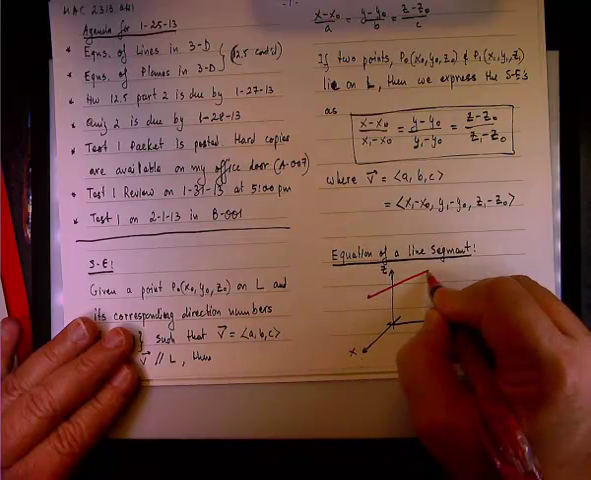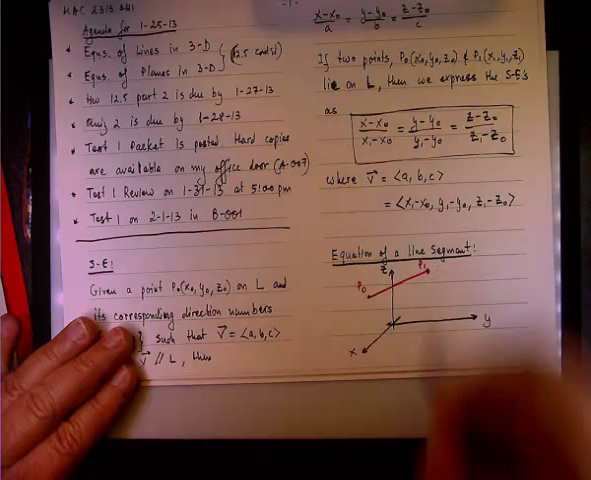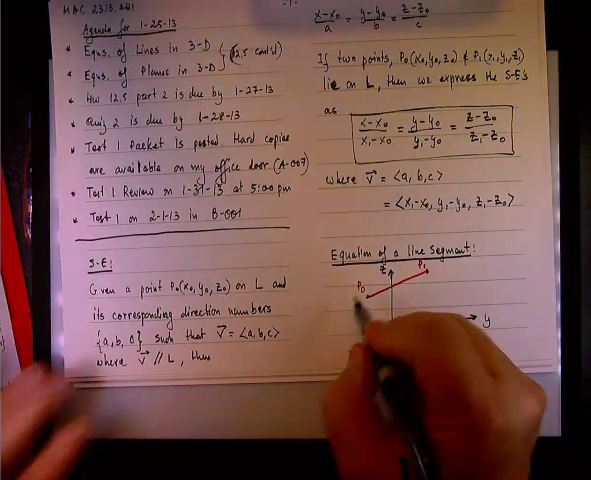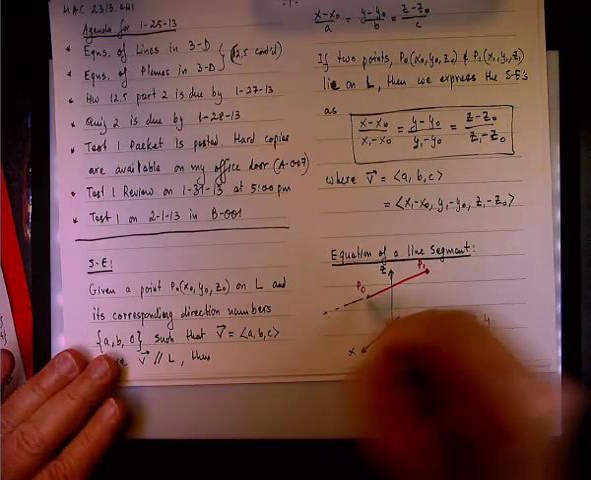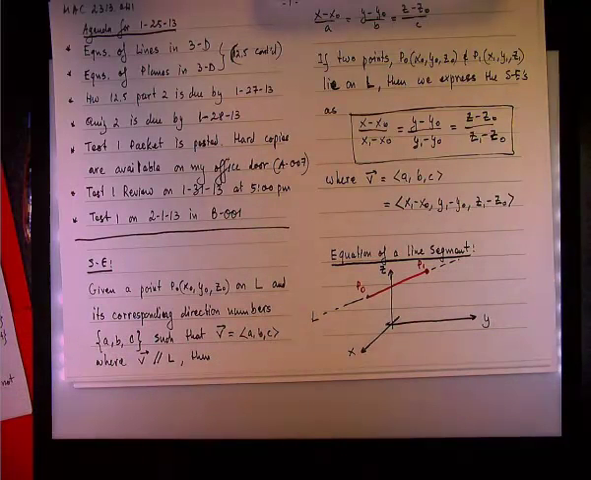This is a line segment, so we'll start with the initial point of the segment p sub 0 and the final point on the segment p sub 1. Of course, this line segment is part of a larger line L. Okay. So what we're going to do, we're going to construct two position vectors.